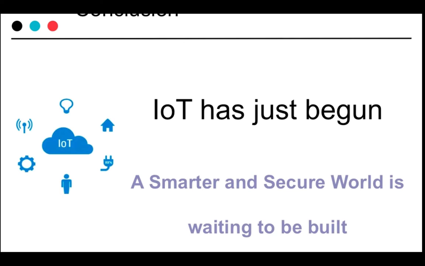Granted, there are challenges to be solved. There were challenges when the internet started. Similar challenges in a much bigger magnitude are coming up. There's security, there's reliability, all these challenges have to be overcome. And a very smart and secure world is yet to be built on the internet. This is just the tip of the iceberg now. And as the Chinese proverb says, may you live in interesting times. With the way IoT is happening, we are living in one.